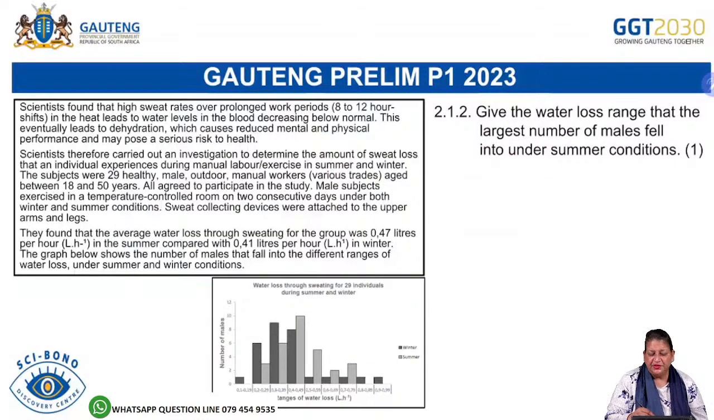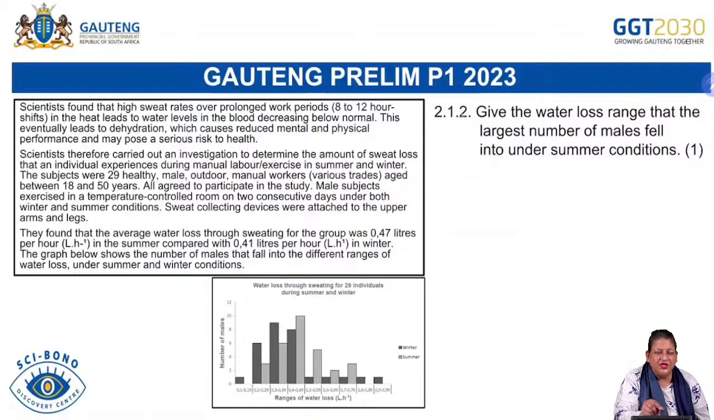This one was a bit difficult, learners. It was also from the Gauteng Prelim Paper 1. And here it's talking about basically how the scientists wanted to investigate the hours that people spend at the work, long hours where they are sweating. And if they're sweating, they're losing water. And if they're losing water, it can affect the mental and physical performance and pose a risk to their health. Right. So here we found that male subjects, they were exercising and they wanted to find out their temperature.